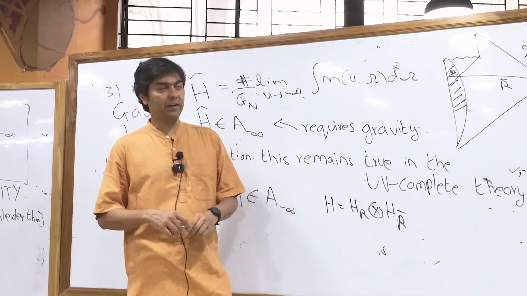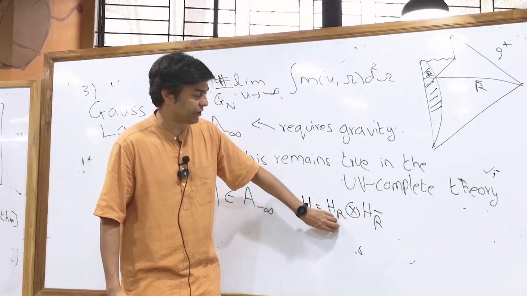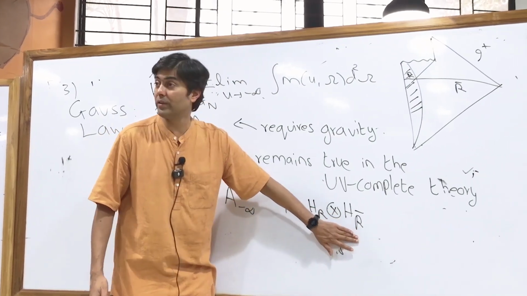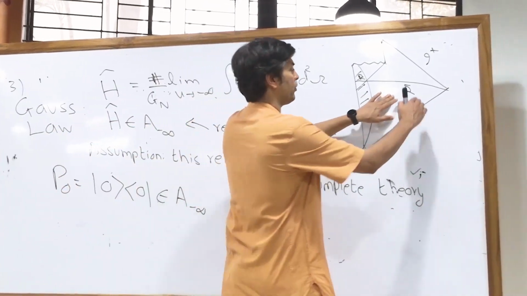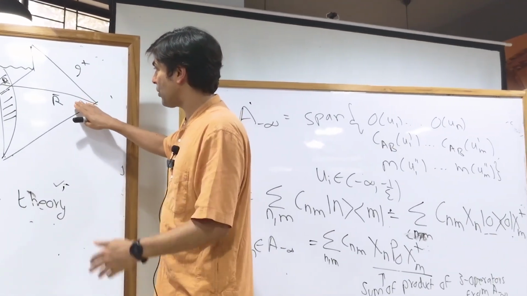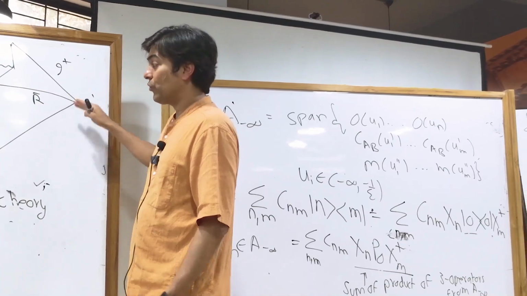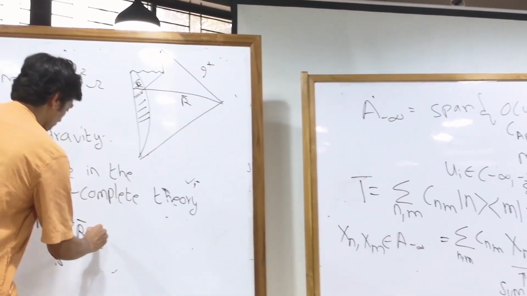If the Hilbert space were to factorize, the algebra of operators would also factorize into an algebra associated with this region and an algebra associated with this region. But this region includes the part near infinity. And what we just proved is that the algebra of operators in this region, in fact, includes all of Scri plus. So this factorization is wrong.